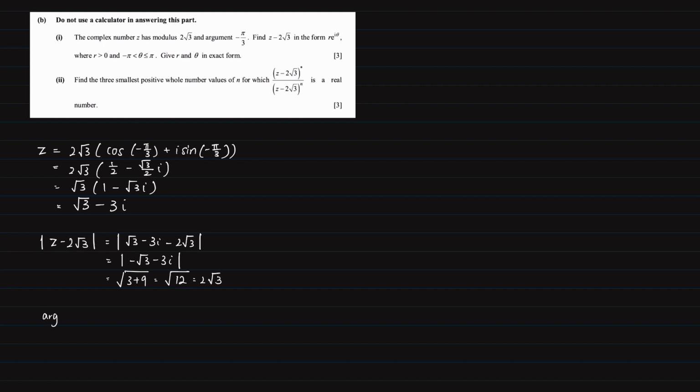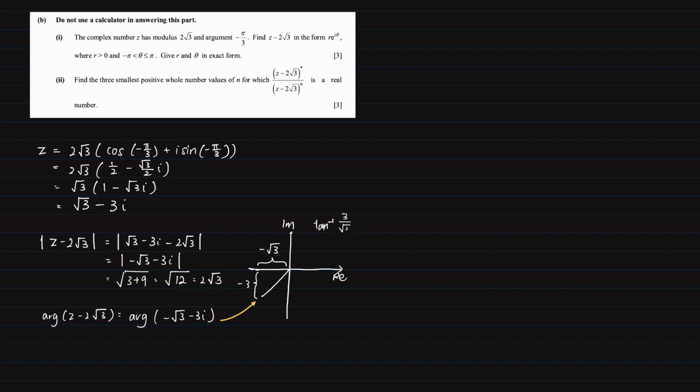Now the argument of z minus 2 square root 3 is simply the argument of minus square root 3 minus 3i that you have found in the earlier step. And to illustrate this on the Argand diagram, minus square root 3 minus 3i lies on the third quadrant of the Argand diagram. And if we were to find the basic angle, it will be tan inverse of 3 over square root 3, which is equal to pi over 3.